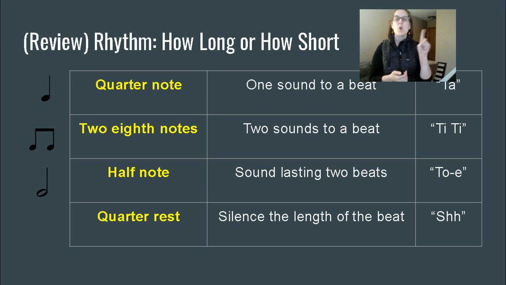Say it with me. Ready? One sound lasting 2 beats. That's our half note. And we speak it by saying toe-wee. And we show that by sliding our hand across our other hand for our toe-wee. And our last one is our quarter rest. This is when we have silence, when there's no sound for the length of a beat.